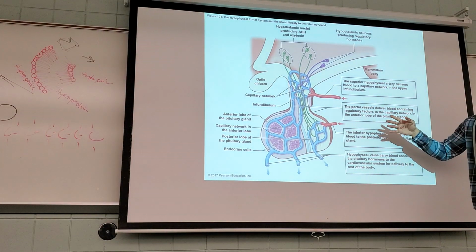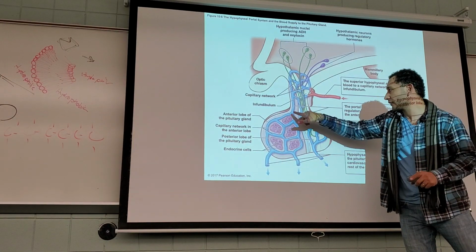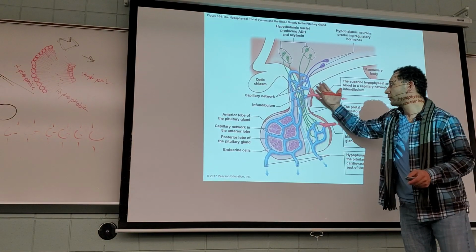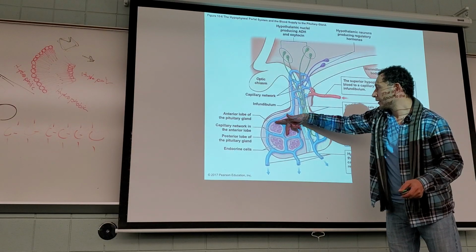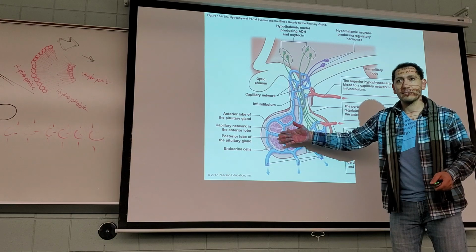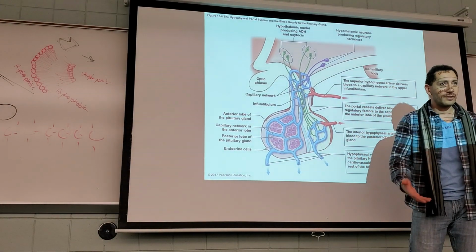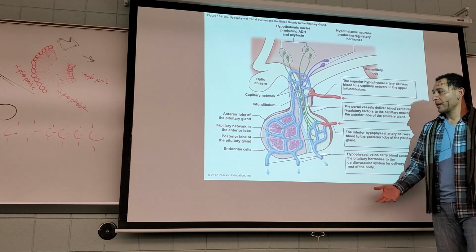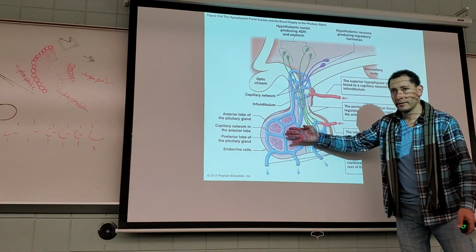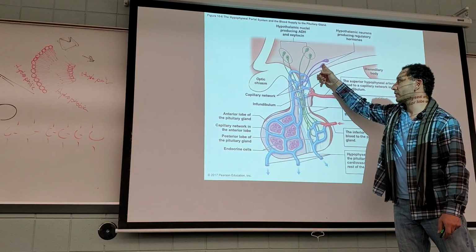The portal vessel, well, the portal system is, I guess, all this together, but the portal vessels are these two guys here. Anyway, so then these send blood surrounding all these cells, and that's how you get the message to these cells. What are these cells doing? Well, these guys are going to make 7 hormones, but they don't make them until they receive a message from the hypothalamus, from these guys right here.